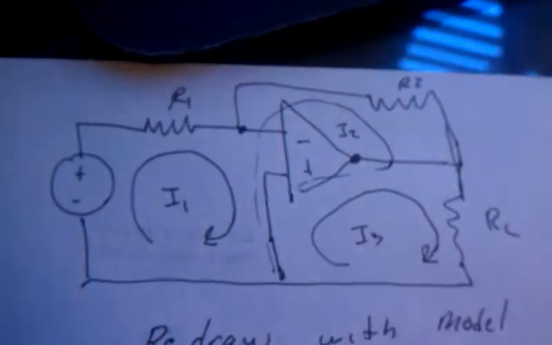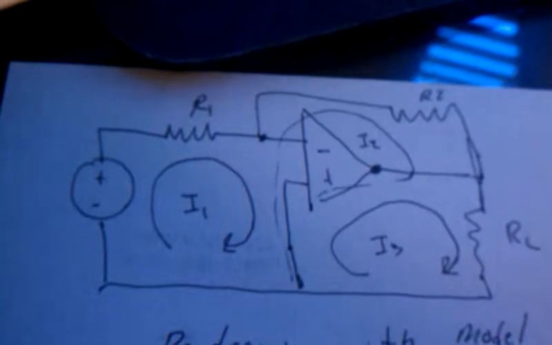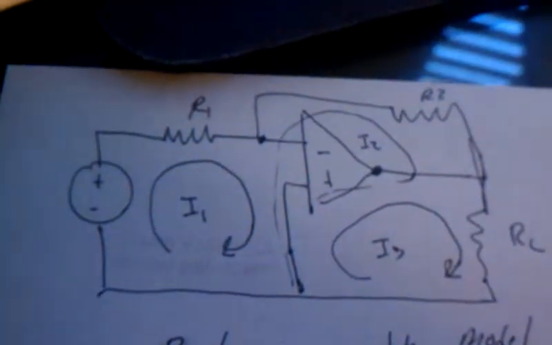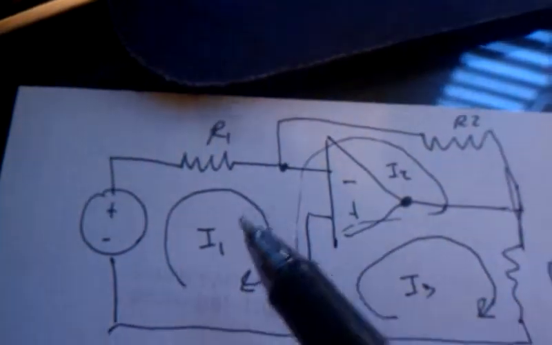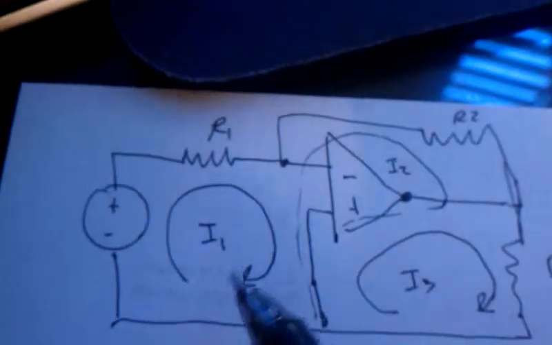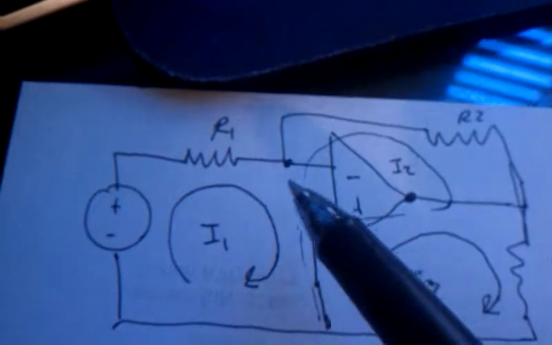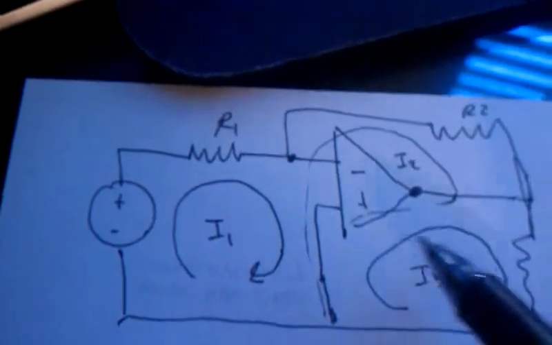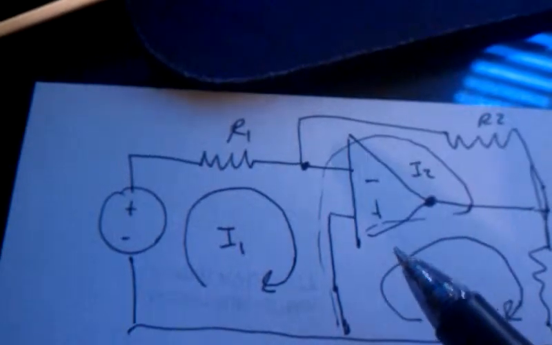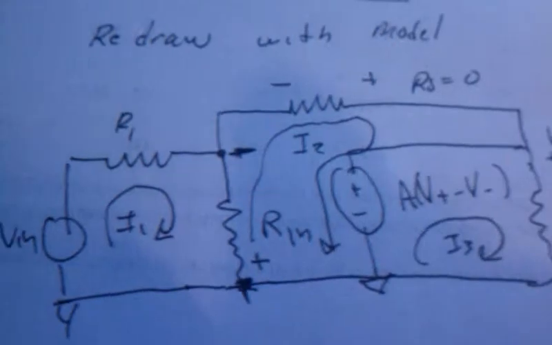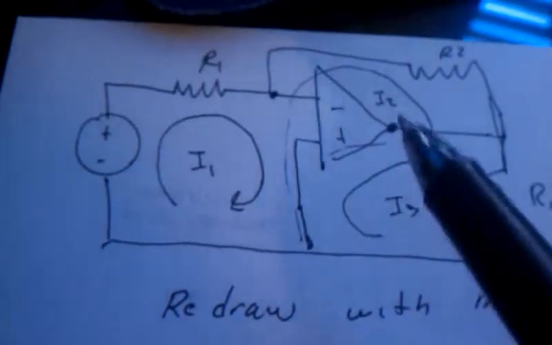Here's a quick hint. I'm trying to use mesh analysis instead of nodal analysis on an op-amp. I've set up the equations, or the nodes, the meshes, 1, 2, and 3. Now it might help to see more of what's going on if we use this model, because it might seem odd that you're coming down this line twice.